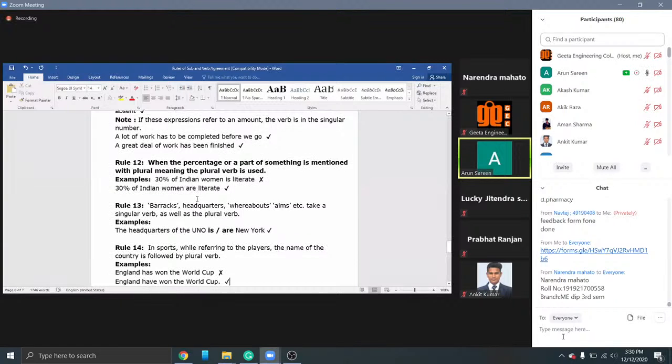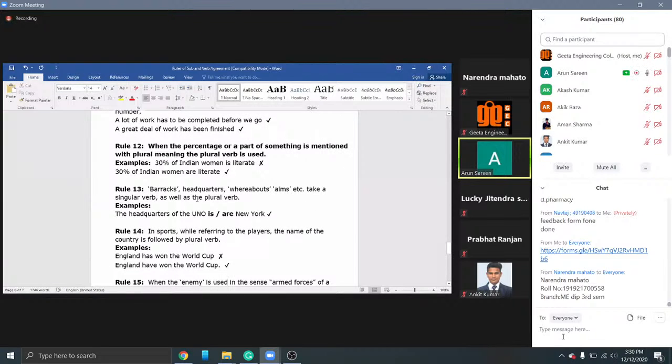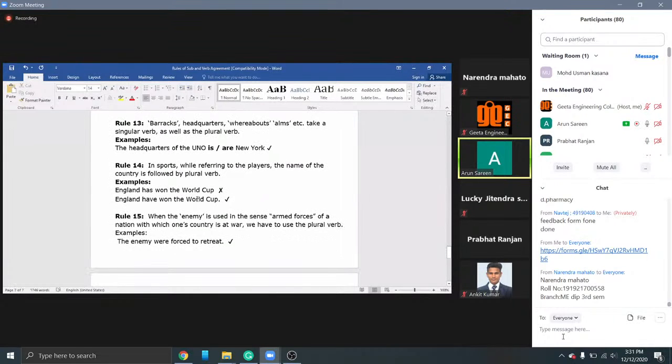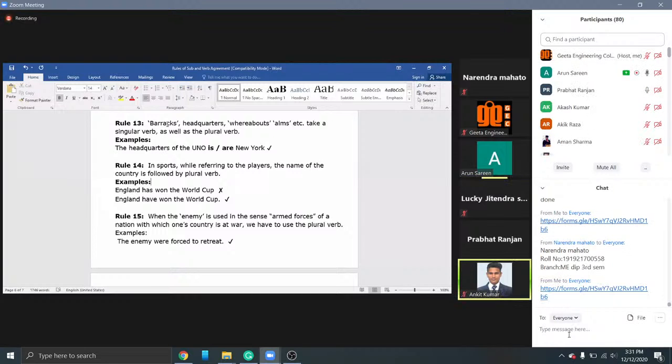Rule number 13, barracks, headquarters, whereabouts, arms, etc. take a singular verb as well as the plural verb. Now he's saying when these words are there, depending on the use, it can be used as singular or plural. The headquarters of the UNO is in New York. Barracks, this word is used in the armed forces. जो बच्चे आर्मी बैकग्राउंड से उनको पता होगा बैरक्स किसको बोलते हैं, जहां पे इनके रहने का स्थान होता है हमारे फौजी भाइयों का. Whereabouts of him are unknown.